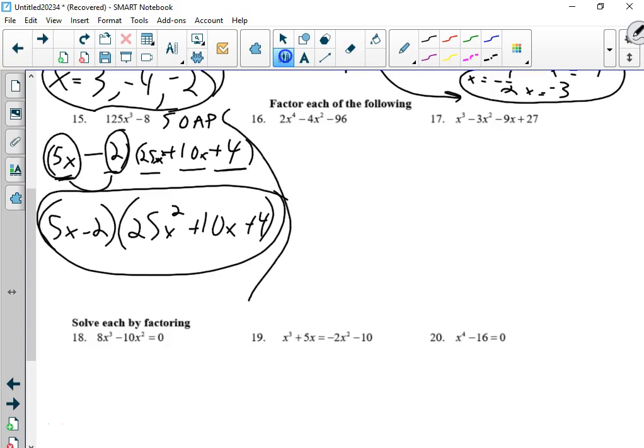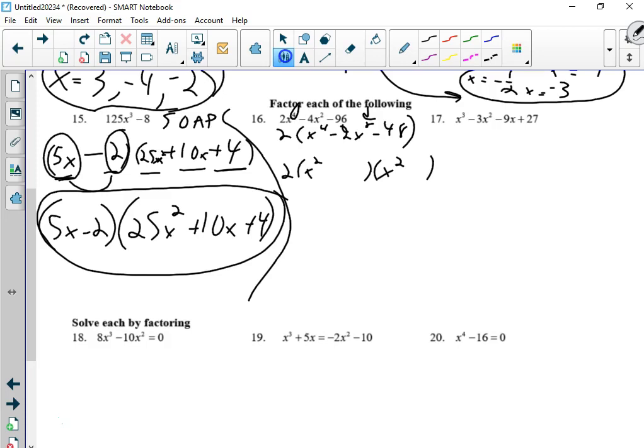Factor each of the following. Okay? Well, first thing I'm going to do is take a 2 out. X to the 4 minus 2x squared minus 48. Now remember, we're starting with x to the 4 here. So when I factor this, instead of having x and x, it's going to be x squared and x squared. Remember, I know that from that.